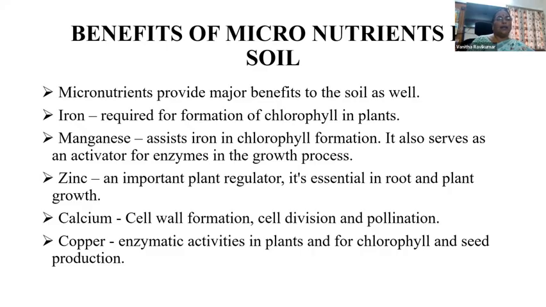Micronutrient uses: iron is for the formation of chlorophyll in plants. Magnesium also helps with chlorophyll formation. It is an activator for enzymes and growth processes. Zinc is also a plant regulator. It is essential for root and plant growth. Calcium is mainly essential for cell wall formation, cell division, and pollination. Copper is for enzymatic activities in plants and chlorophyll and seed production.